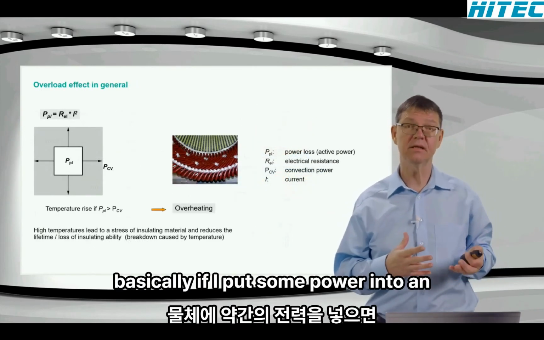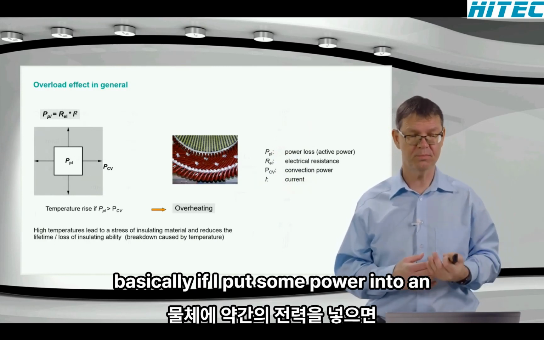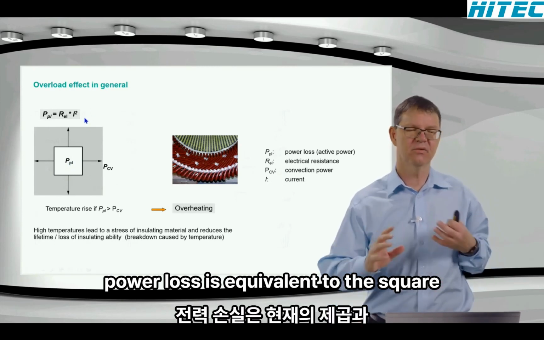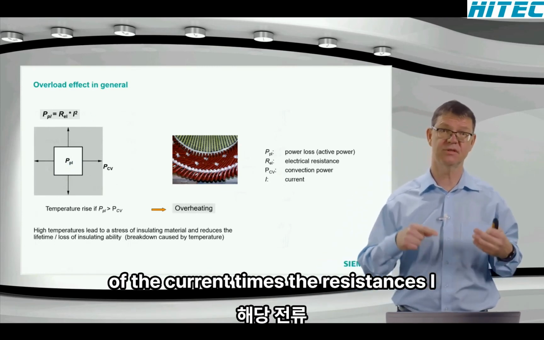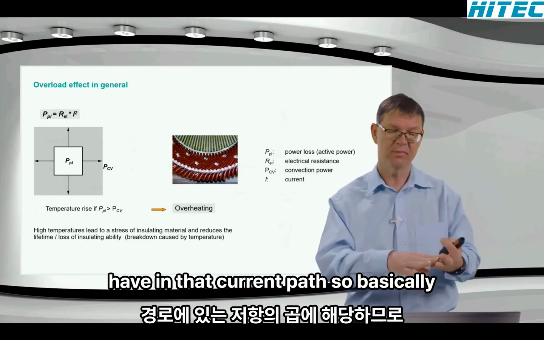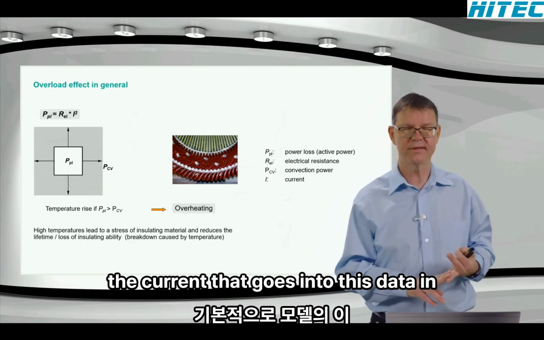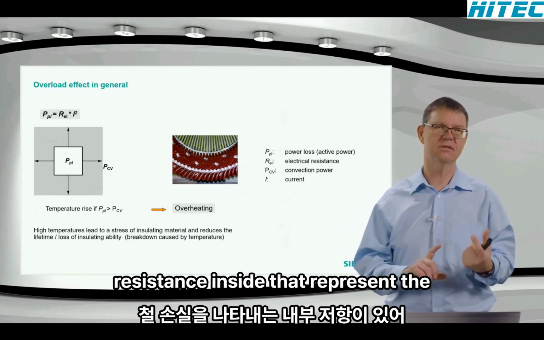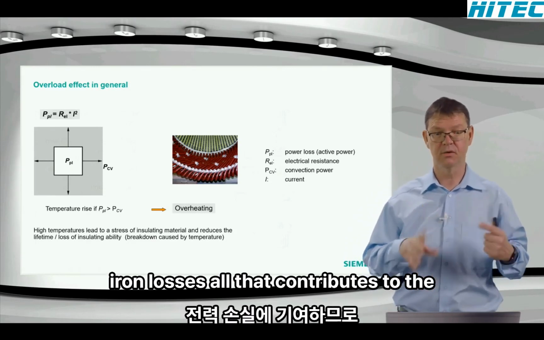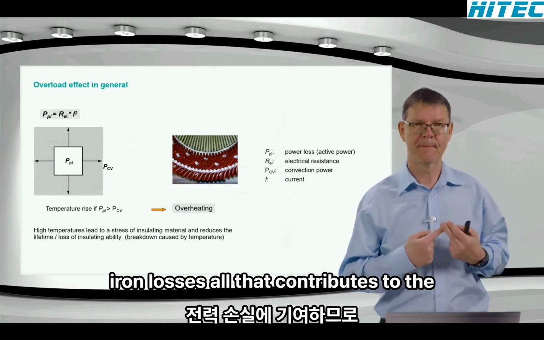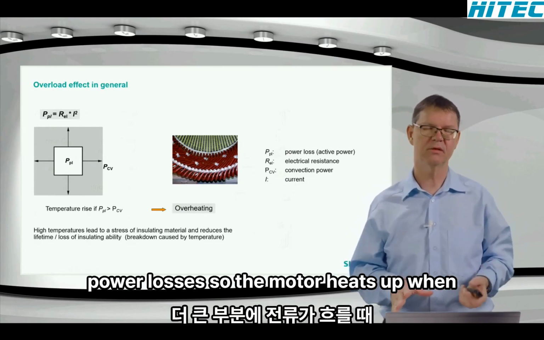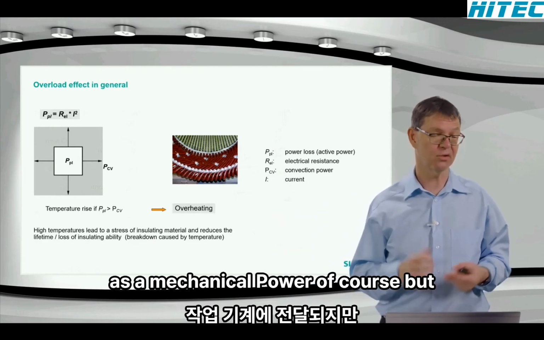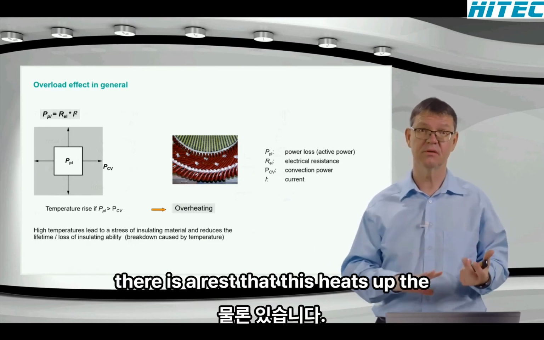Okay, basically, if I put some power into an object, here it is the P_PL, power loss. The power loss is equivalent to the square of the currents times the resistances I have in that current path. So basically, the current that goes into the stator in our motor, the windings have a resistance. I have a resistance inside that represents the iron losses. All that contributes to the power losses. So the motor heats up when a current flows in. The bigger part, however, goes onto the working machine as mechanical power, of course, but there is a rest, and this heats up the motor.